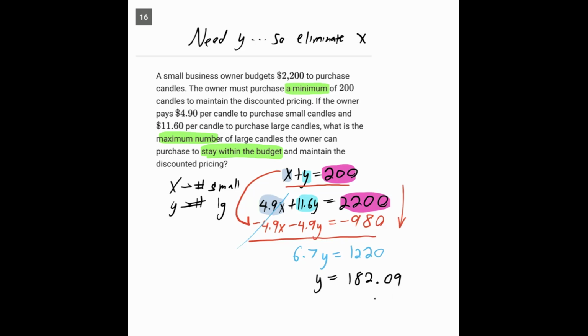But what is the maximum number of large candles that the owner can purchase to stay within the budget? Well, truly, if the owner purchased 182.09 candles, it would be right on the border. So to stay under the budget, we'll purchase 182 candles, and that'll be our answer for number 16.